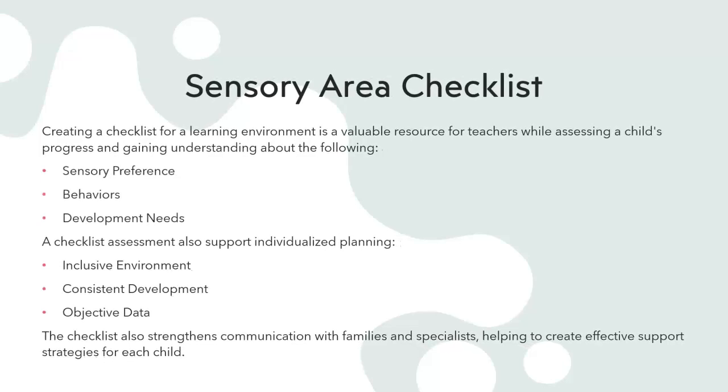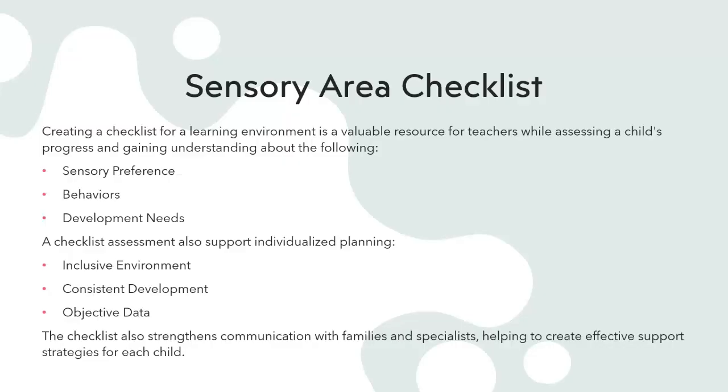First and foremost is an area checklist. Creating a checklist for a learning environment is a valuable resource for teachers while they're assessing a child's progress, and it helps them to also gain an understanding about each individual child's sensory preferences, their behaviors, and their developmental needs. The checklist assessment also supports individualized planning. It creates an inclusive environment, leaves space for consistent development, and objective data.